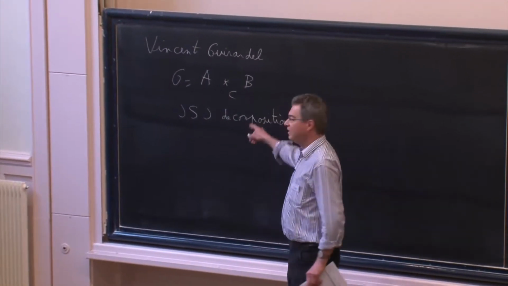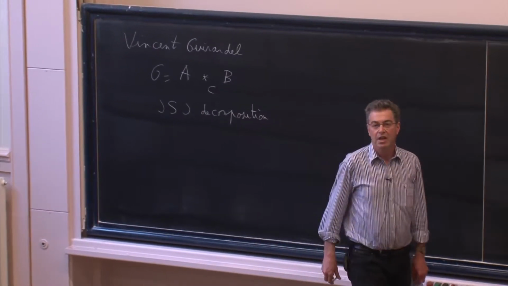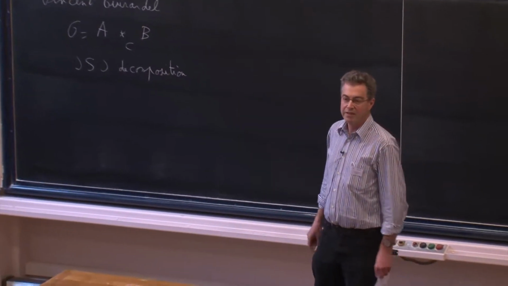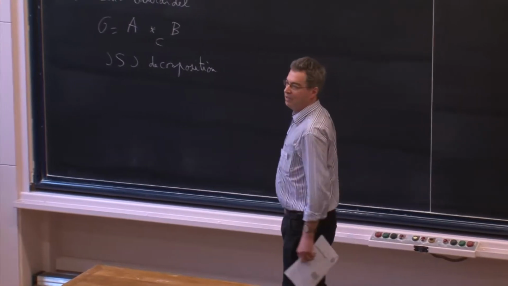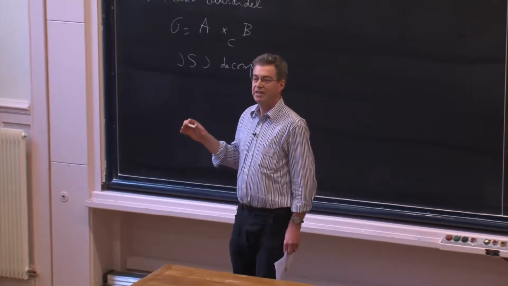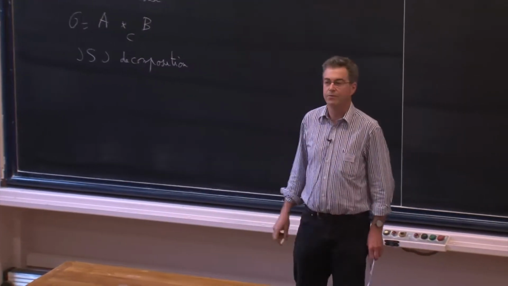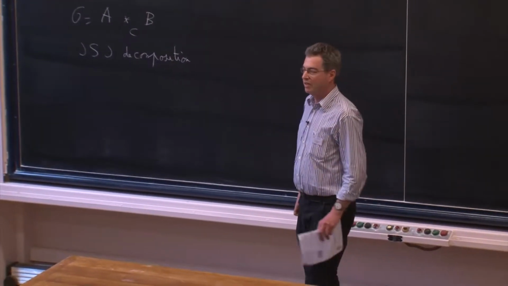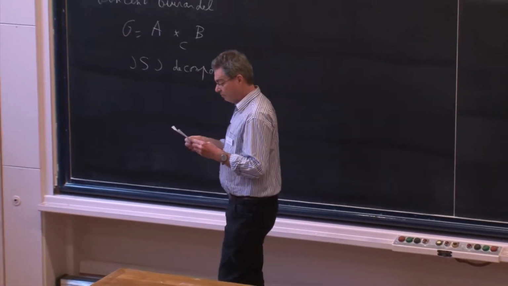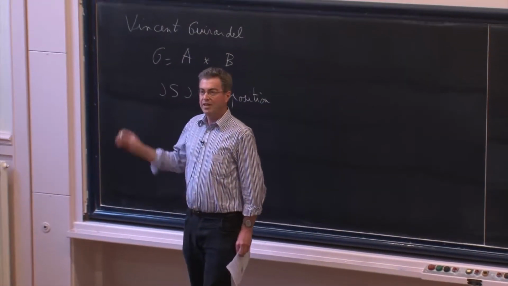And this theory of JSJ decompositions has been carried over very successfully to group theory. And there are many names here, like Rips and Sela and Dunwoody, Sageev, Fujiwara, Papasoglu. There are many names here. So that's one thing you can do.